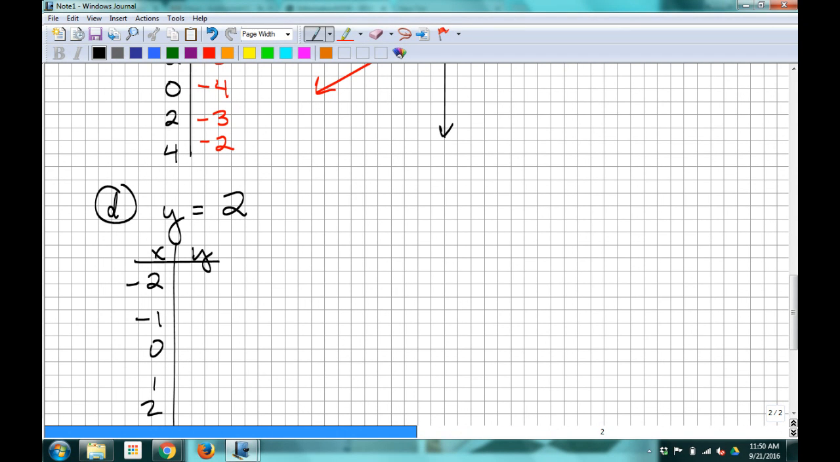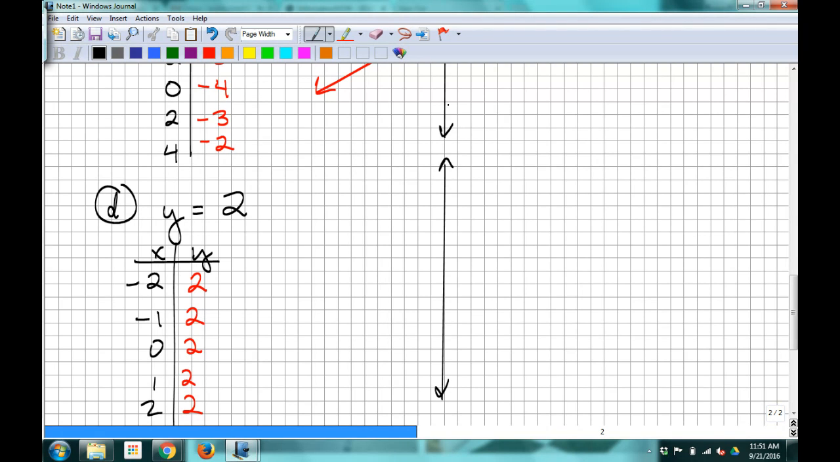There's not an x in there to plug into. What's the equation say? It says that y equals 2. Always. So what would the y value be for -2? It'd be 2. What would the y value be for -1? 2, because it says y is 2 always. So they're all the same y value anyway.